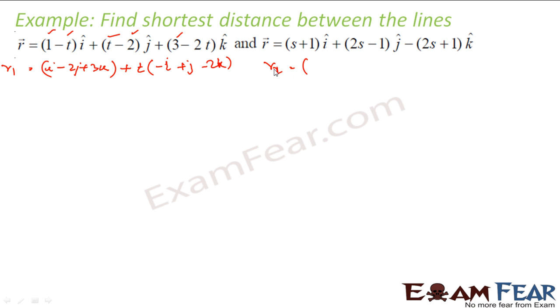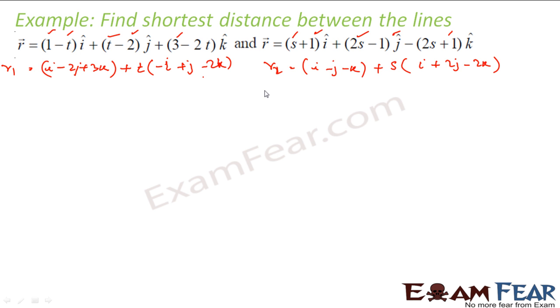This r2 I can write the same way in a plus lambda b form. So this becomes i minus j minus k plus s into i plus 2j minus 2k. Correct? So this is i minus 2j plus 3k, minus i plus j minus 2k, and this is i minus j minus k, i plus 2j minus 2k.